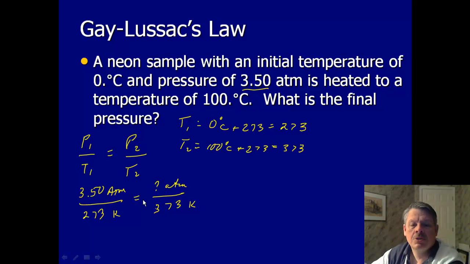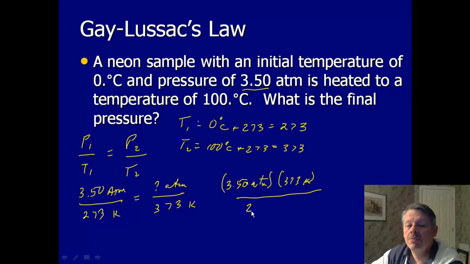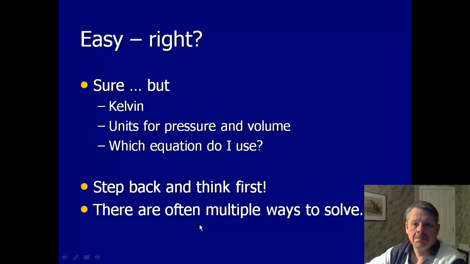All right, so how do we solve this? Well, we cross multiply. So we have the 3.50 atm, multiplied by 373 Kelvin. Now we're going to divide by what's left, which is 273 Kelvin. You should know how to cross multiply. And when I multiply all these things out, I get 4.78 atm. All right, so this is easy, right? Yeah, it is. It really is.